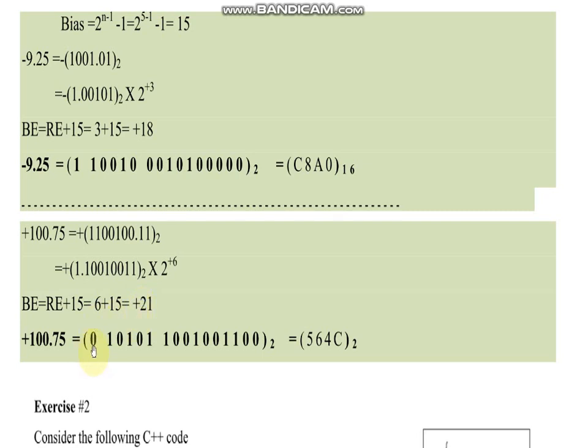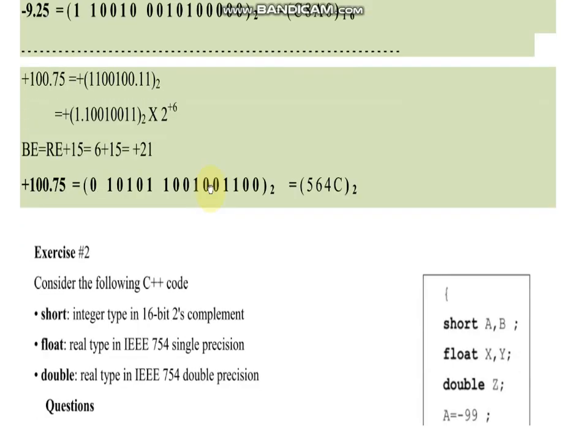The sign here is positive, so it takes 0. The value 21 by division is 10101, and the mantissa is 1001011, and we add 2 zeros to get the hexadecimal. Here there is an error, so instead of writing 2, you write 16. You group each 4 bits and you get 5, 6, 4, and C.